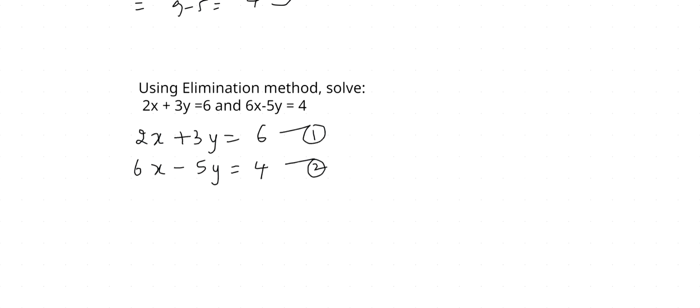So whichever variable I want to eliminate, I have to ensure that you have the same coefficients across both the equations for that variable. So forget the signs, forget positive, negative. You just look at the numerical value. You have 3 and 5, isn't it? And the LCM of 3 and 5, as we know, is 15. So I have to get 15 as the coefficient of y for both the equations.